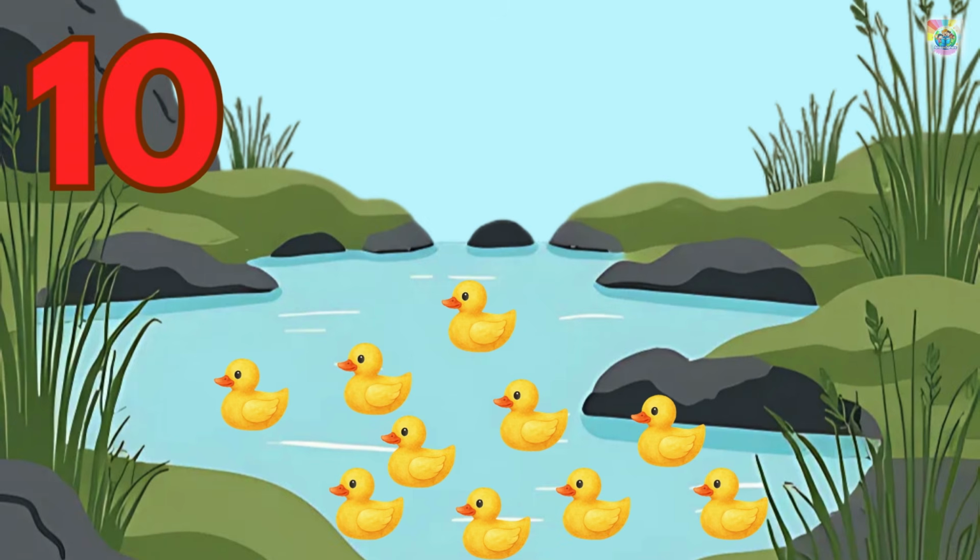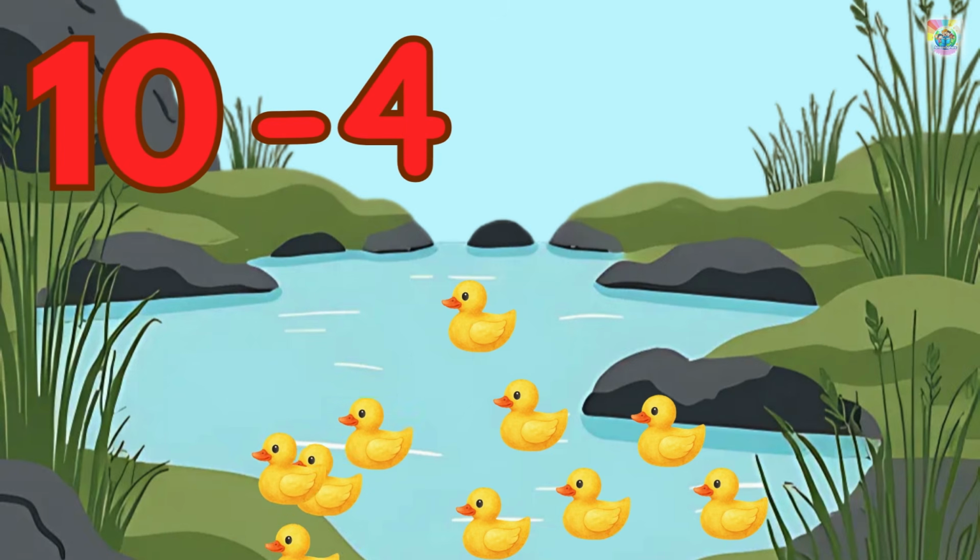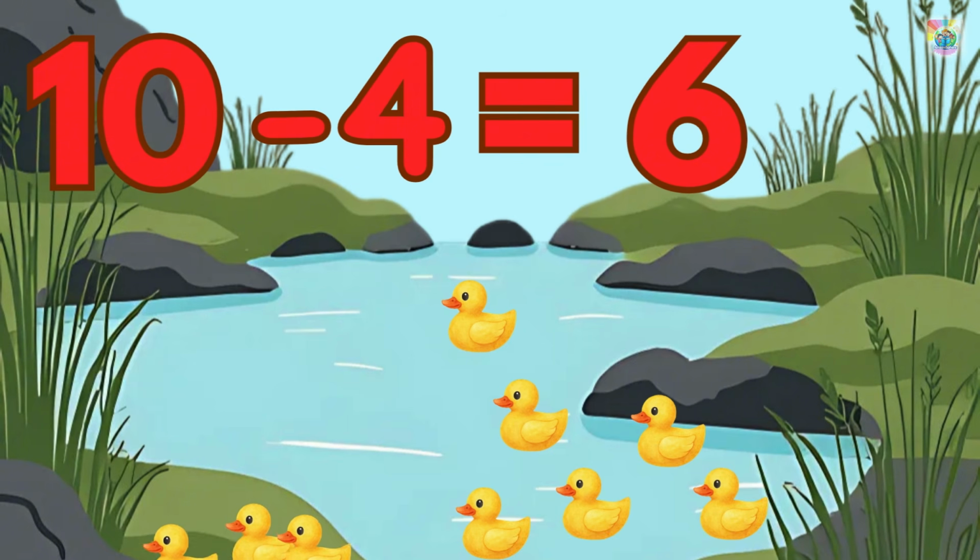Look at the pond. There are 10 ducks swimming in the water. Let's count them. 1, 2, 3, 4, 5, 6, 7, 8, 9, 10. Now 4 ducks swim away. So we take 4 ducks away. 10 minus 4 equals 6. Now 6 ducks are left in the pond.